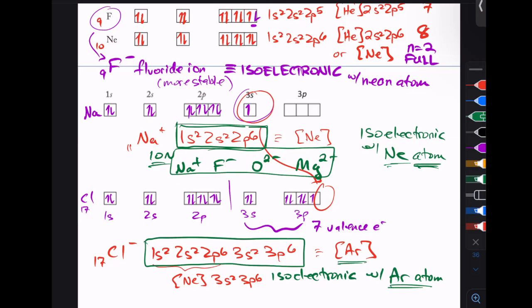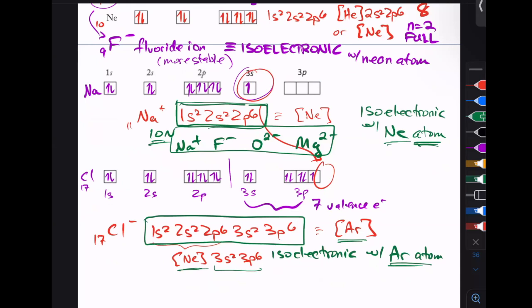You can see why we like using the shorthand. It would be the neon core down here. So everything that we have in neon, and then we just show the valence electrons, 3s2, 3p6. That's the argon atom, but all of these ions would be isoelectronic with it, all of them. I'm just showing you one right now, the chloride ion. What else would be isoelectronic with the argon atom?